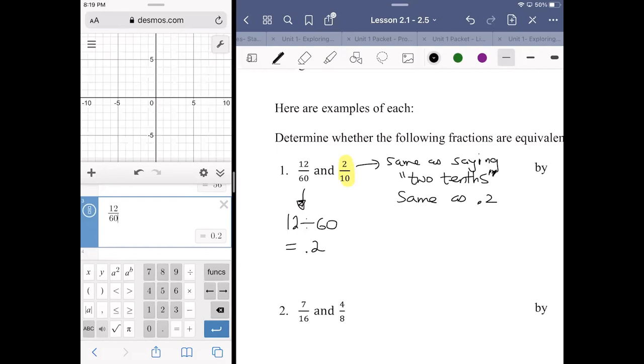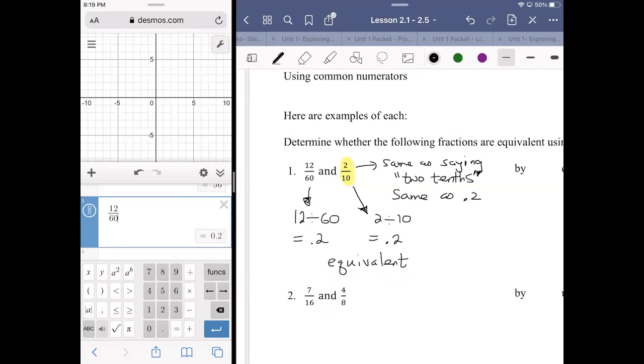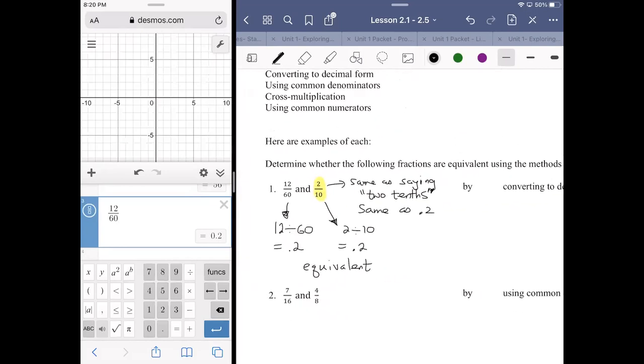All right, so you can actually carry out the division if you want and say 2 divided by 10 is equal to 2/10. But if you can recognize it just based off of its name, you would know that they are equivalent without having to do the work. So we know that they're equivalent just based off of the name. 2/10, 0.2, well, 12 over 60 is the same as 0.2, so we're good. All right, so that's all there is to that.